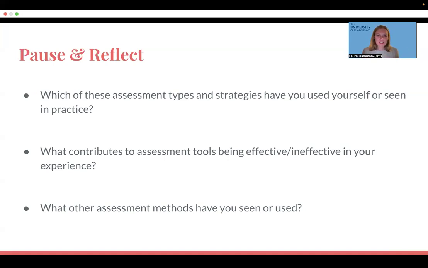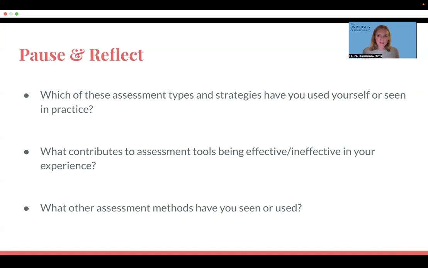So which of these assessment types and strategies have you used yourself or have you seen in practice? And perhaps which ones haven't you seen or used? What contributes to assessment tools being effective or ineffective in your experience? And finally, are there any other assessment methods that you have seen or used?